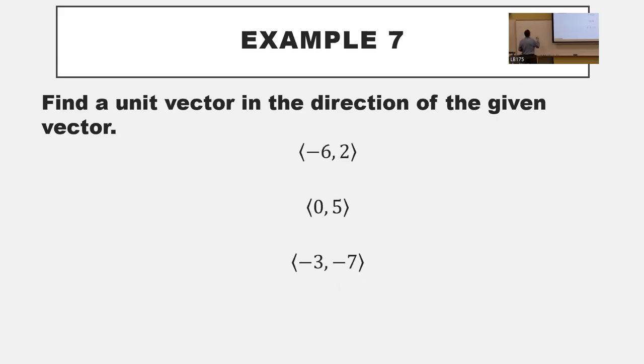Let's find a unit vector in the direction of these other ones. So we're going to find a unit vector in the direction of -6, 2. A unit vector in the direction of 0, 5. And then a unit vector in the direction of -3, -7.